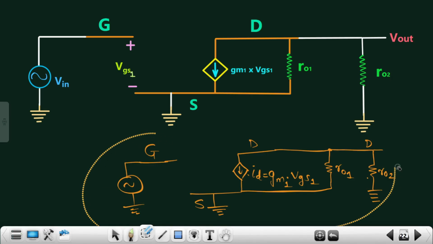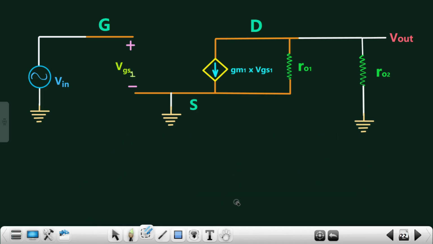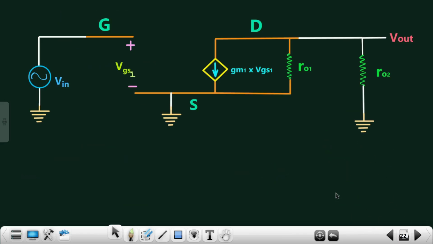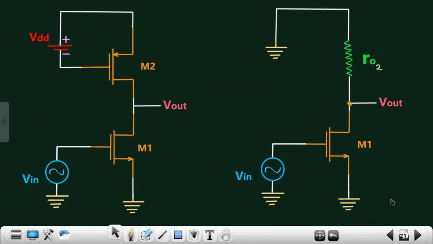So I'll erase this part. I hope you understood how we got the entire small signal model. Again, I'll just quickly revise it. You see over here, this was my MOSFET M1. So we drew the small signal model of it from gate to drain. This will be the small signal model of the MOSFET. We just named it VGS1, GM1 and VGS1, because we are dealing with M1.